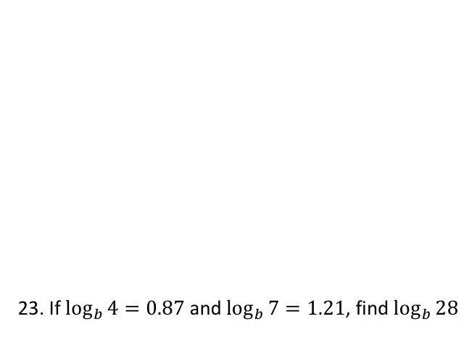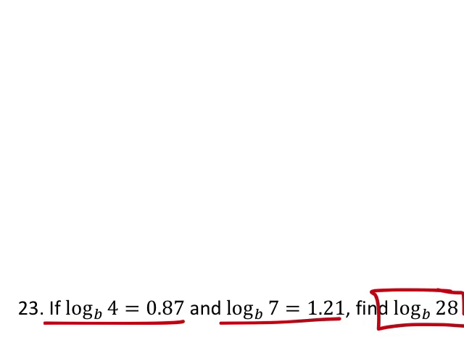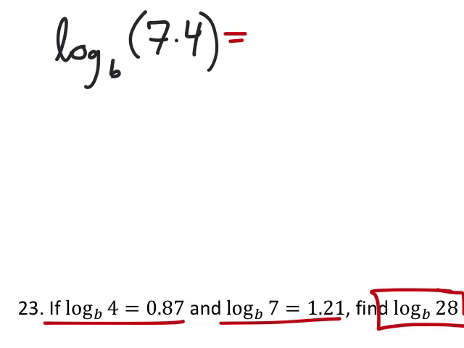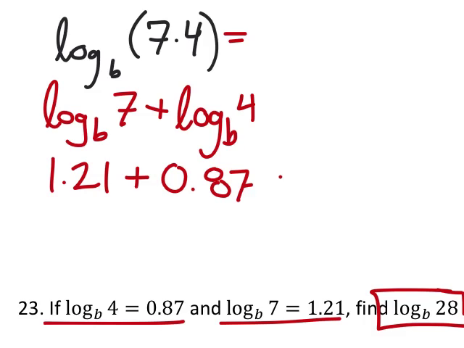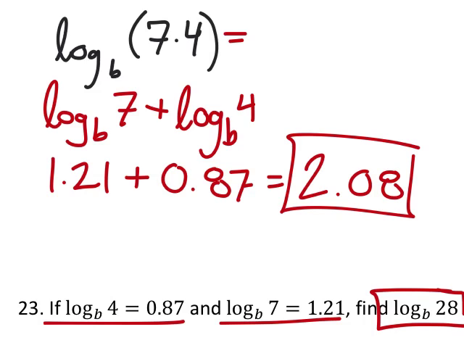Alright, for 23, some of you know that we're going to start actually with this part here when we're given these two. And what's important to realize is that log sub b of 28 can be divided into 7 times 4. So using the quotient property, we're going to go ahead and split this up. We're going to have log sub b of 7 plus log sub b of 4, which we know those values. The log sub b of 7 is 1.21 plus the log sub b of 4 is 0.87, which when we add these two together, you get 2.08. And that's the answer.